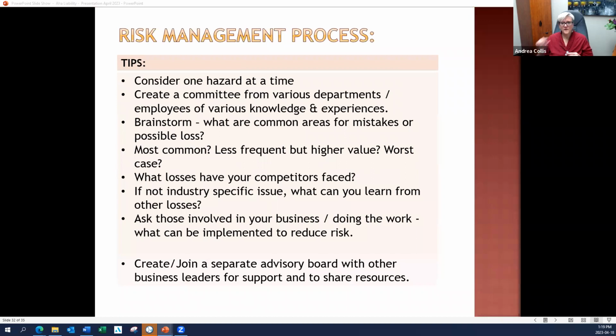A couple quick tips here, as this can seem really overwhelming, I'm sure. I'm a business owner too, and we always have lots of balls in the air and areas to spend our time. But this goes back to what I'm saying: break it into smaller pieces, consider the ones you want to address more quickly, and maybe even have some low-hanging fruit, things you can do quickly. It's always good to consider what your competitors have faced, or if it's not an industry-specific issue, what you can learn from other types of losses out there. And then again, like I talked about, try to have an advisory board of different people who run different kinds of businesses or are involved in different things, which can be super helpful.